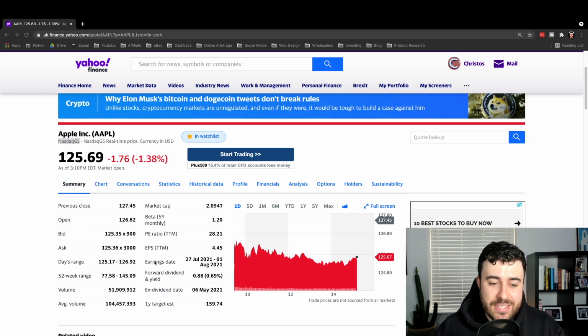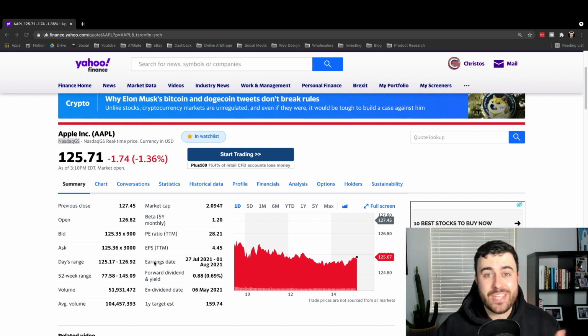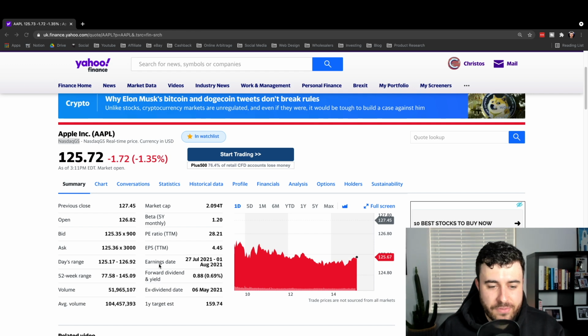Next up is the earnings date. So if you are a public company that is listed on a stock market, it is the legal right of yourself to actually report your earnings every single quarter, so that people like investors like us can have access to that information, and we can decide whether we want to invest in that stock or not. And basically what Apple have to provide to the public is a rough earnings date as to when they think they're going to be able to report their next earnings. So what they have given there is their next earning date is going to be anything between the 27th of July 2021 and the 1st of August 2021.